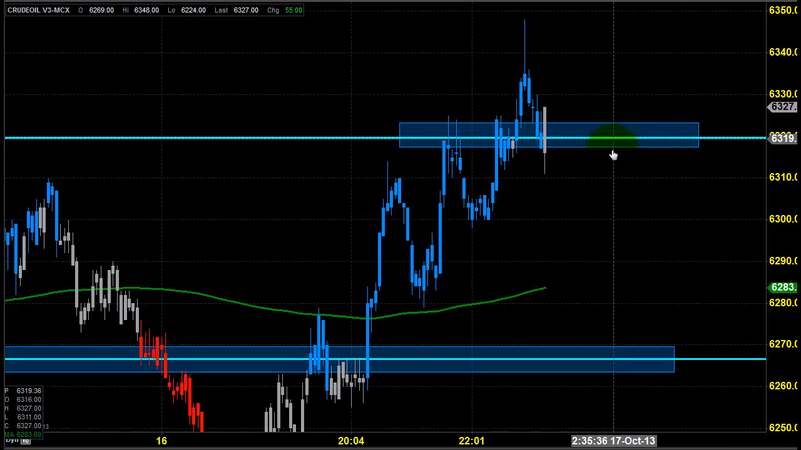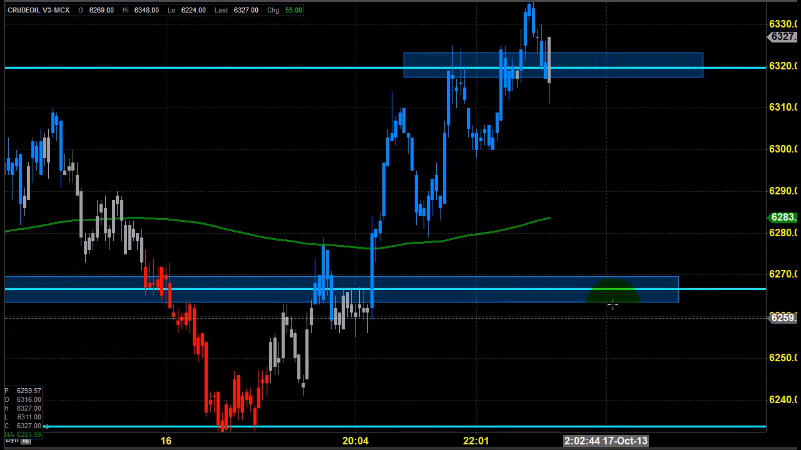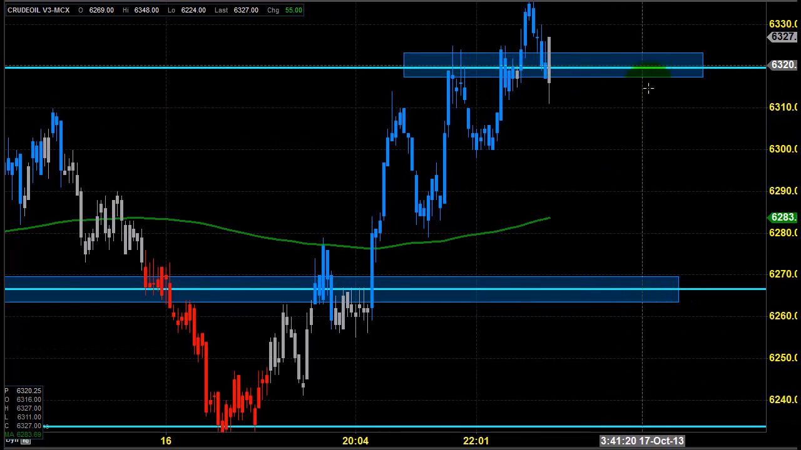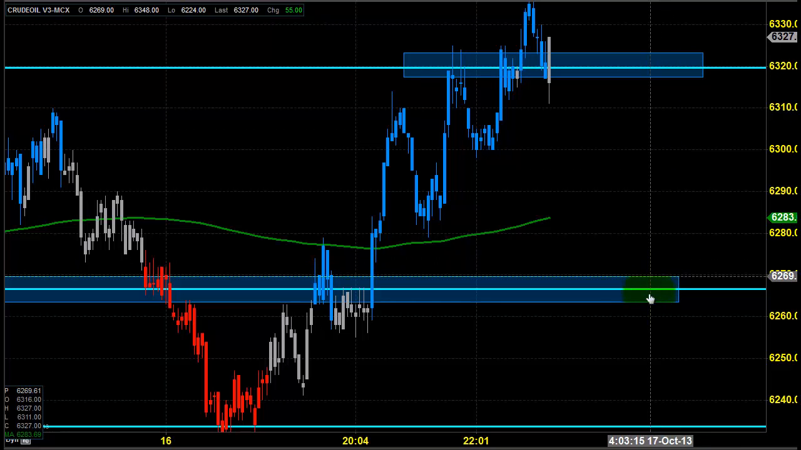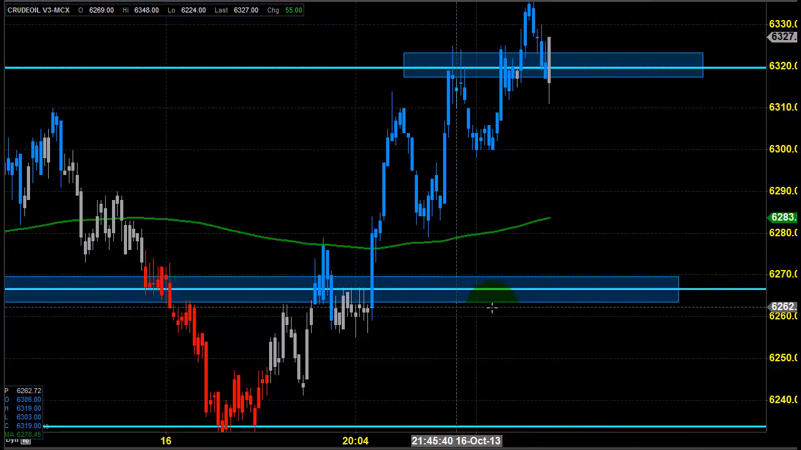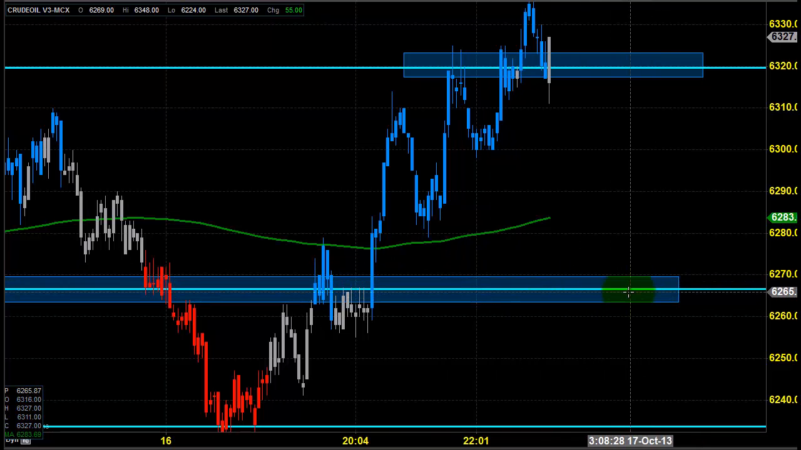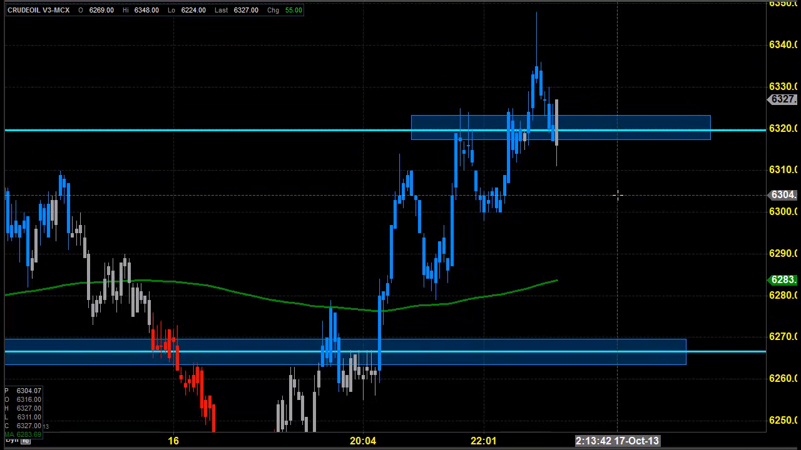But please don't take it very easily. Trade with strict stop loss, because if the price keeps struggling to move above 6320, it will push the price down to 6260. This particular zone will be tested again. So watch the zones carefully, and on looking at the various analysis, we can say that the market is favoring buyers.